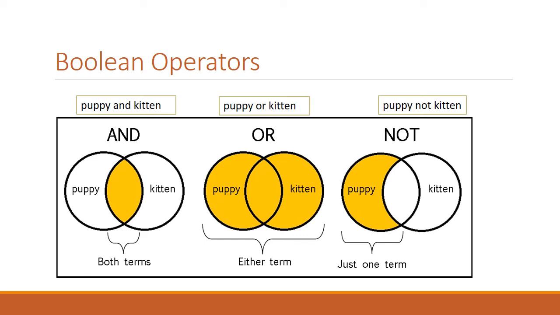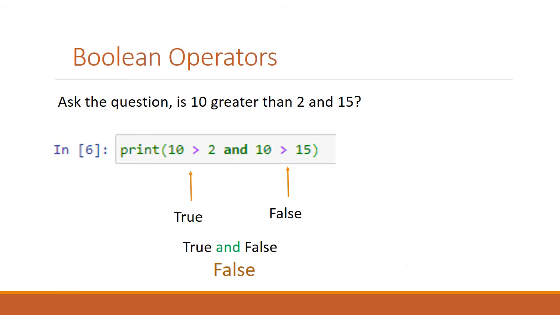And then we want to look at the example, puppy but not kitten. So we want a group of all the people that have a puppy but they do not have a kitten. And for AND, it has to be both. So it's true and true. OR is either one. So if either one of them is true, it's included. And NOT is one but not the other.